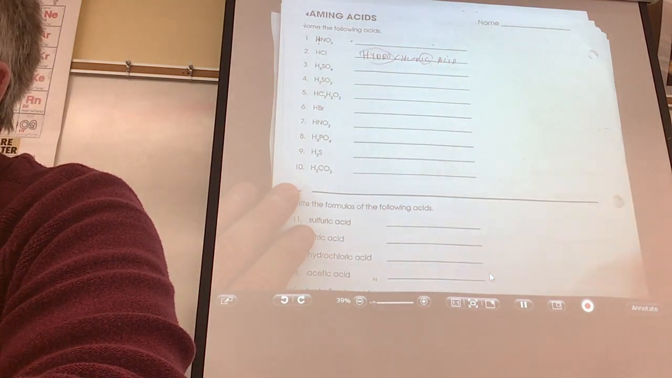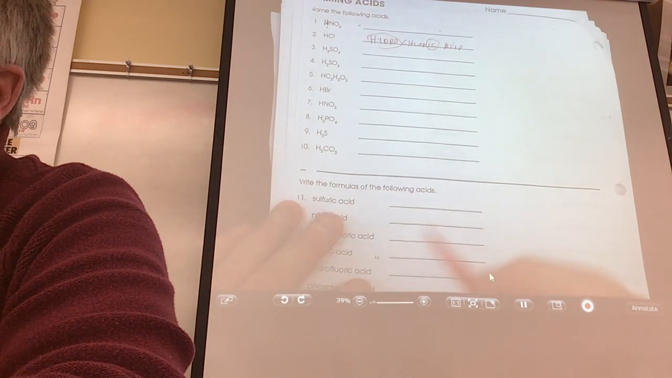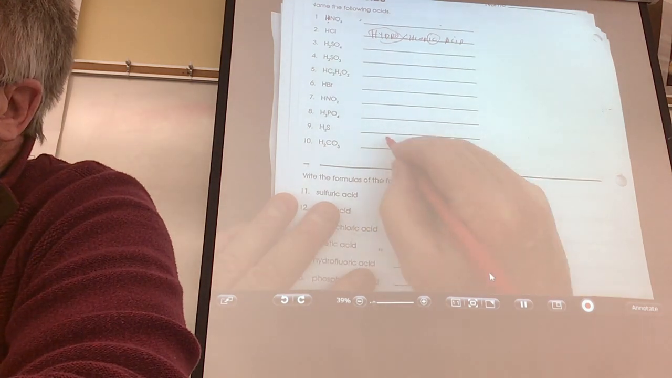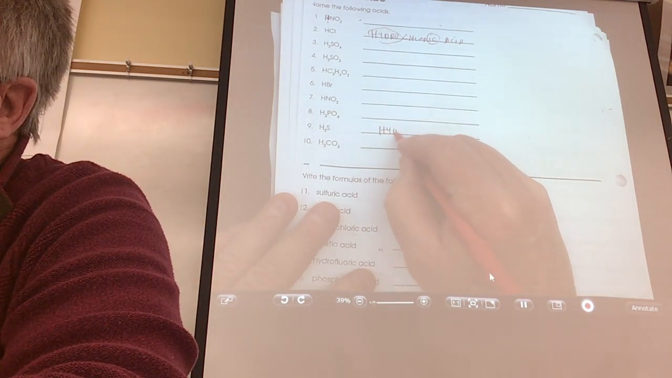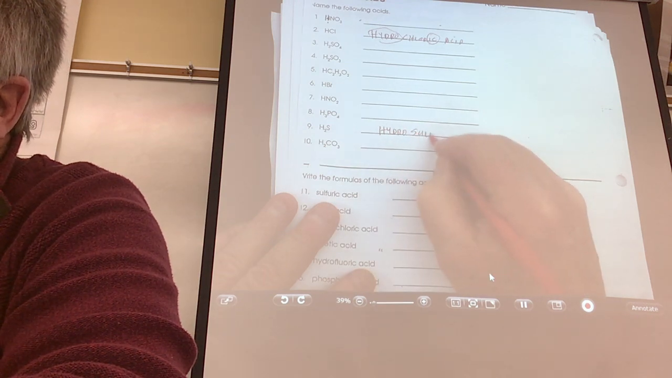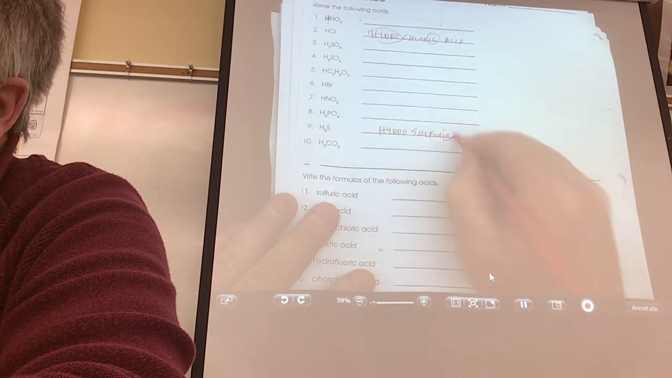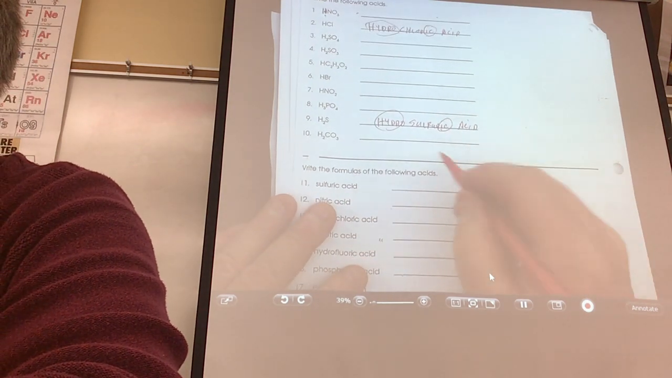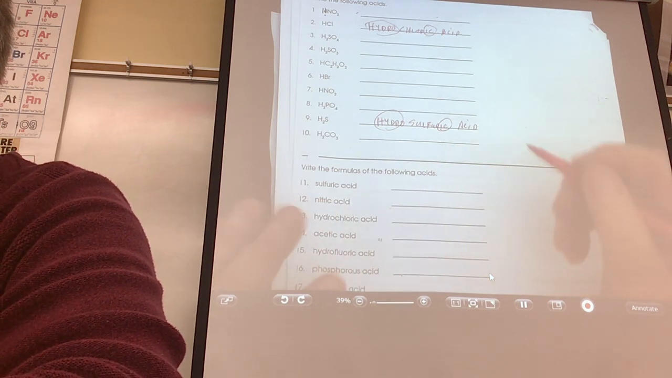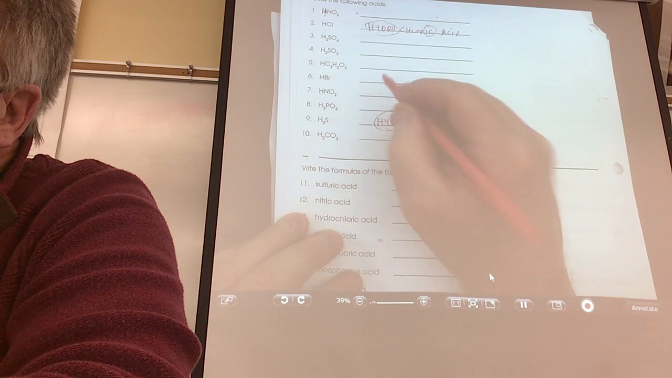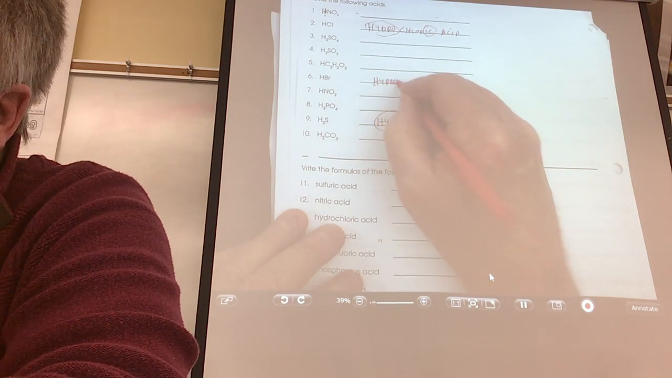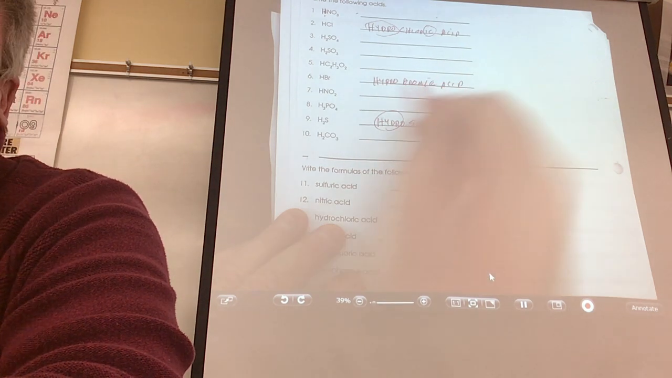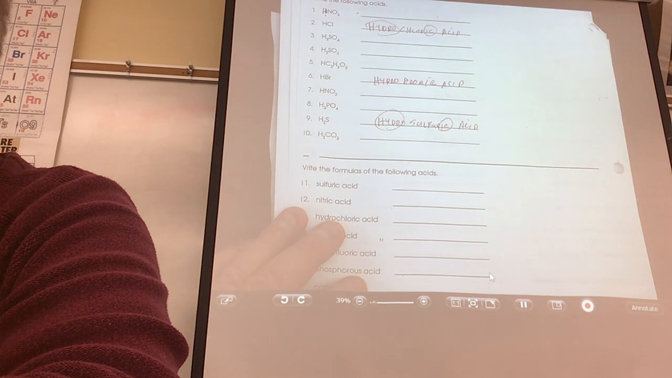All right, ready? Lauren, find me another one that does not have oxygen. Number 9. Okay, what's the name of this? Hydrosulfuric. Okay, ready? Next one. Find another one, Carter, that does not have oxygen. Number 6. What is it? Hydrobromic acid. Hydro. Now I just reinforced how you name acids that don't have oxygen, right?